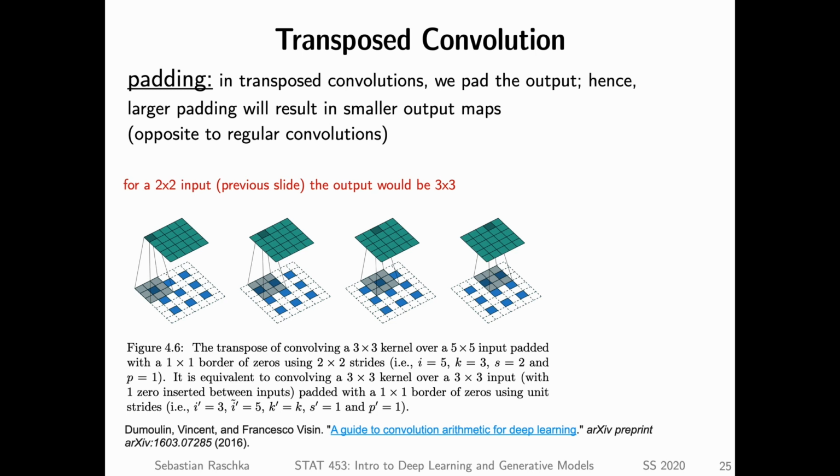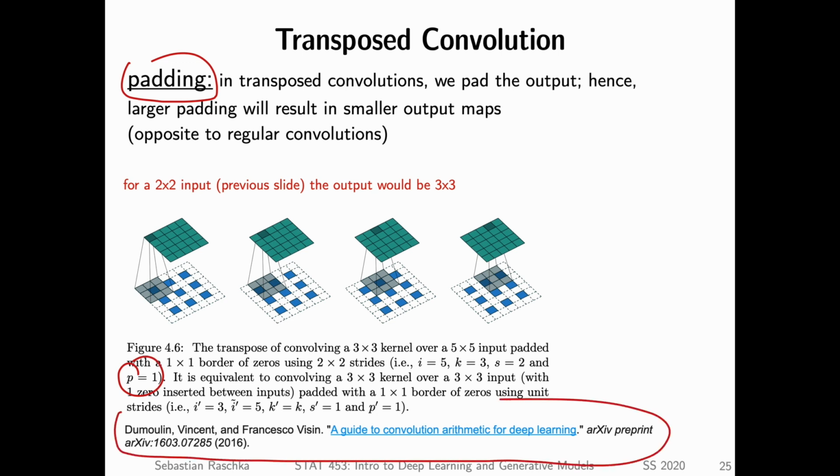But before we get to that, one more thing about transposed convolution. There's also the padding. Previous slides didn't have any padding. So in this slide, they have a padding of 1. It's again from this paper here. What happens is in a transposed convolution, if we do padding, we pad the output. Hence, if we use a larger padding, the output feature maps will be smaller because you have to subtract the padding then.